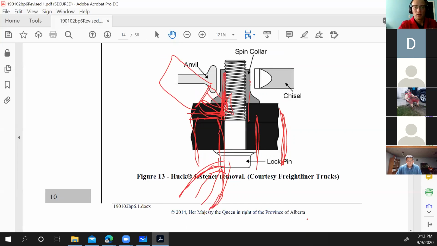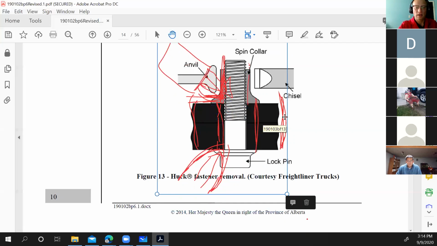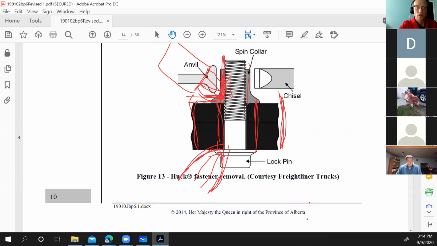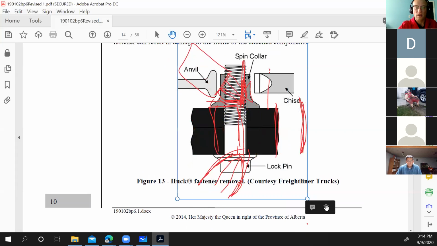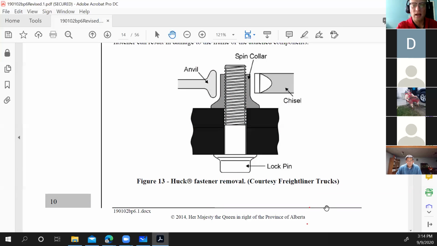Now, if you're good at this and you're quick with the torch, chances are you could have heated this up and cut this collar off, and you could still use every single one of the threads on here. So it just depends on your skill with the torch, and that's something that'll come with time. What I will say is Huck, the manufacturer of Huck bolts, suggests taking it off this way because this is how you guarantee you're not going to damage the components, okay?